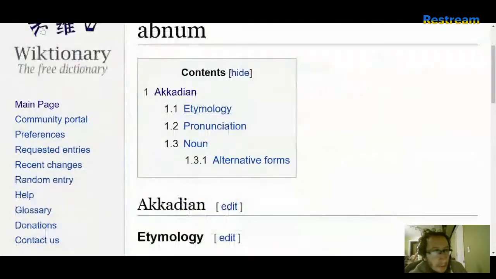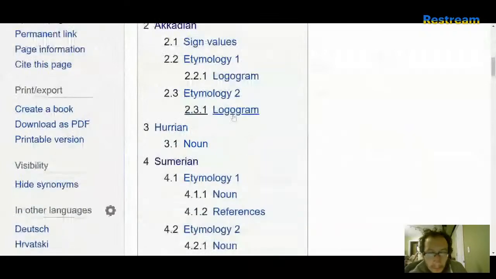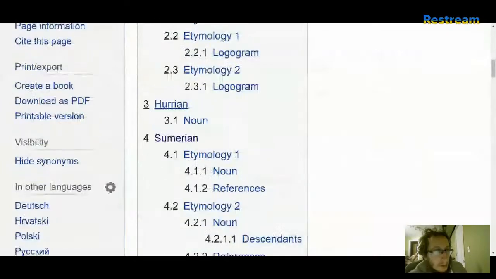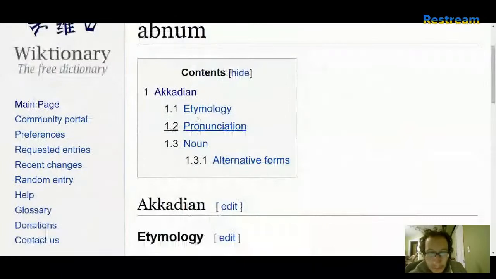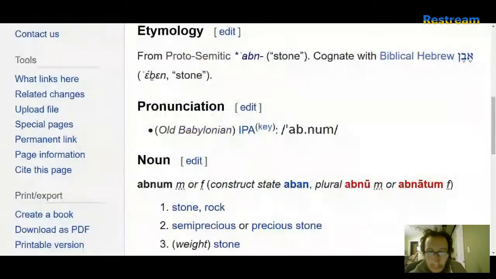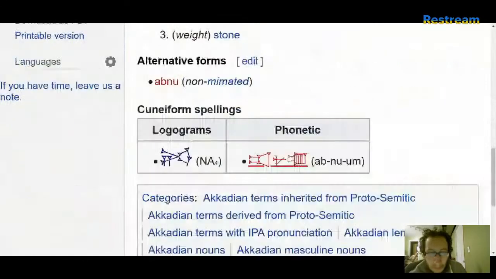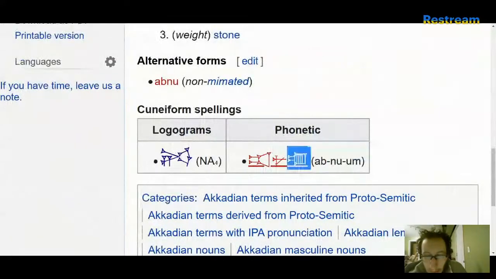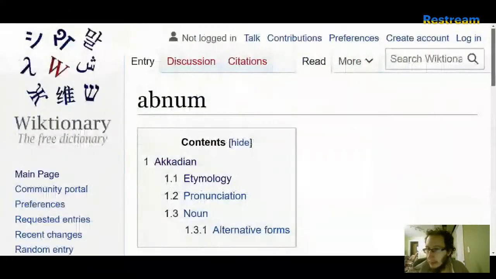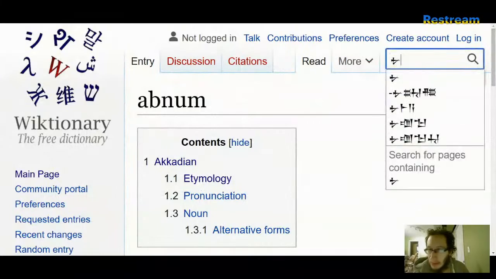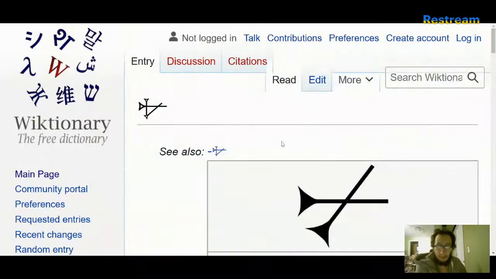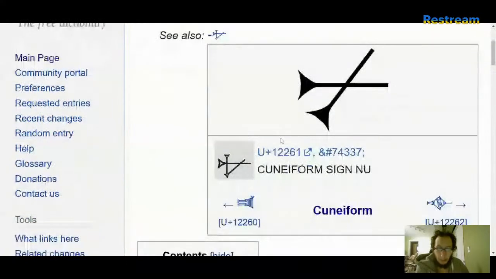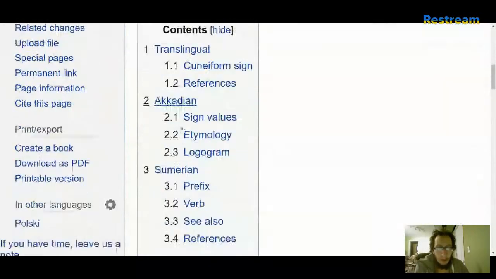Oops, one second. Hold on. Okay, and the second word, I gotta copy it. The second word, we just backspace it.